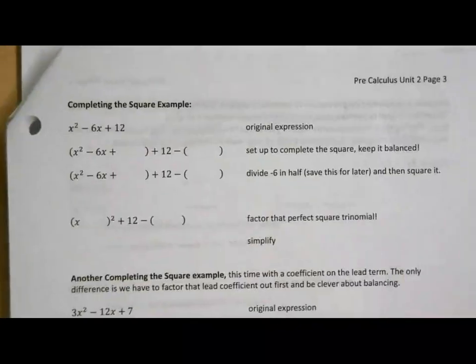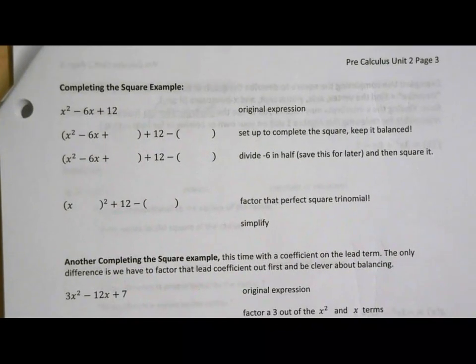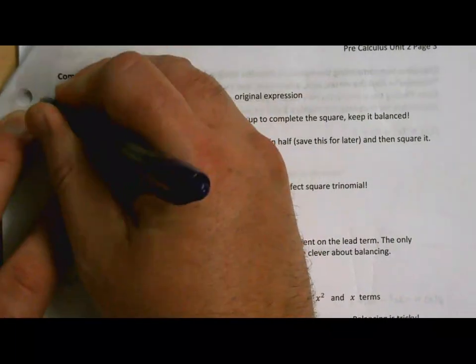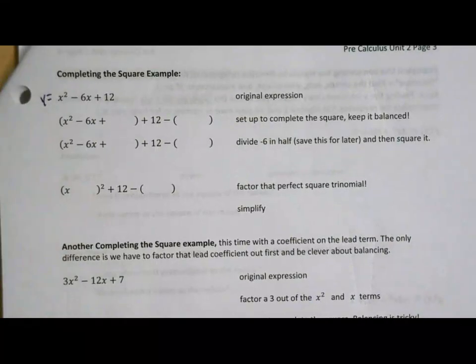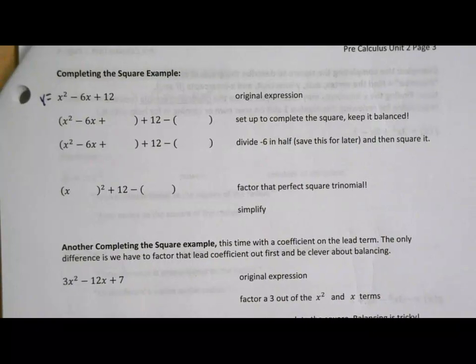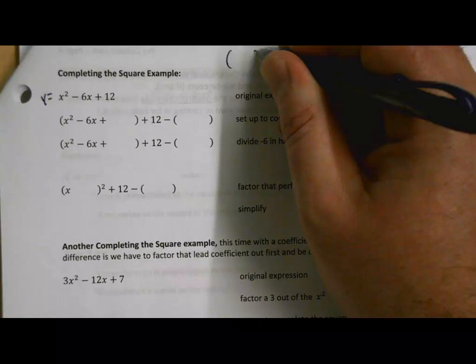So let's say we're trying to take an equation like y equals, I don't know why I didn't put my y equals in here, f of x equals x squared minus 6x plus 12. That's in standard form. We want to force this thing into vertex form. In order to do that, vertex form always has something squared, so we're going to need a perfect square trinomial so that we can factor it. So we're going to go ahead and complete the square.